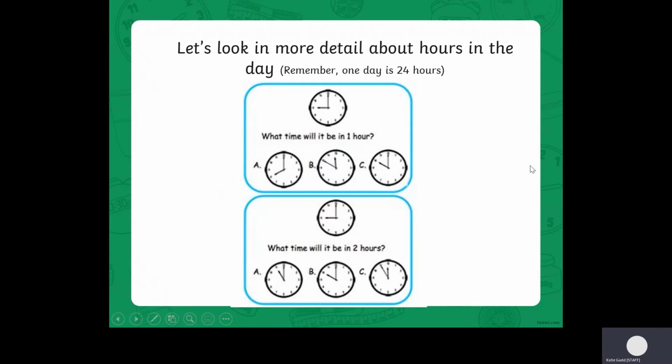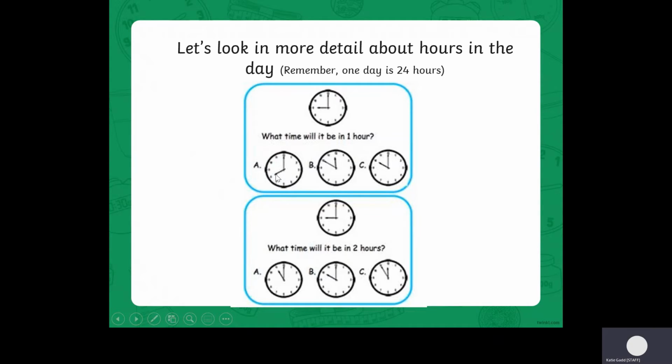So let's have a little look in more detail about hours in the day. Remember, one day is 24 hours. So here's a clock. We can see the hour hand, the smaller hand is pointing to the 9, and the longer hand is pointing to the 12. That means it's 9 o'clock. So what time will it be in 1 hour? Have a look at A, B, and C.